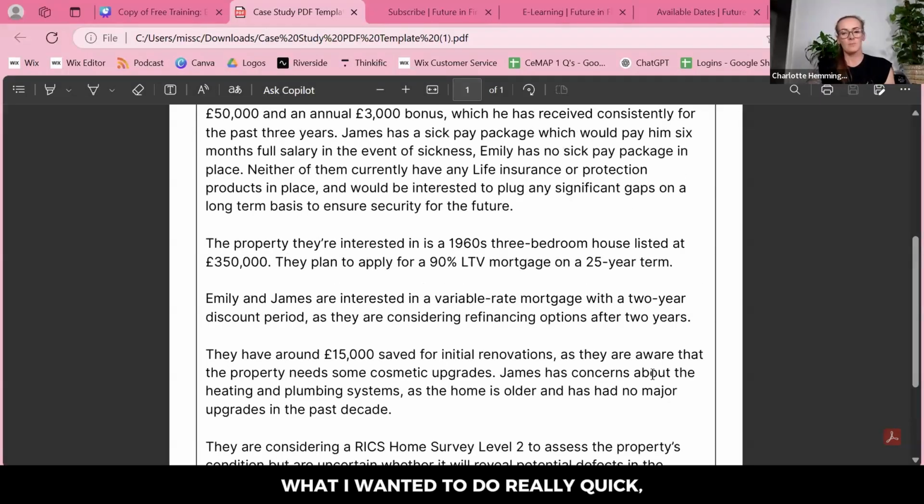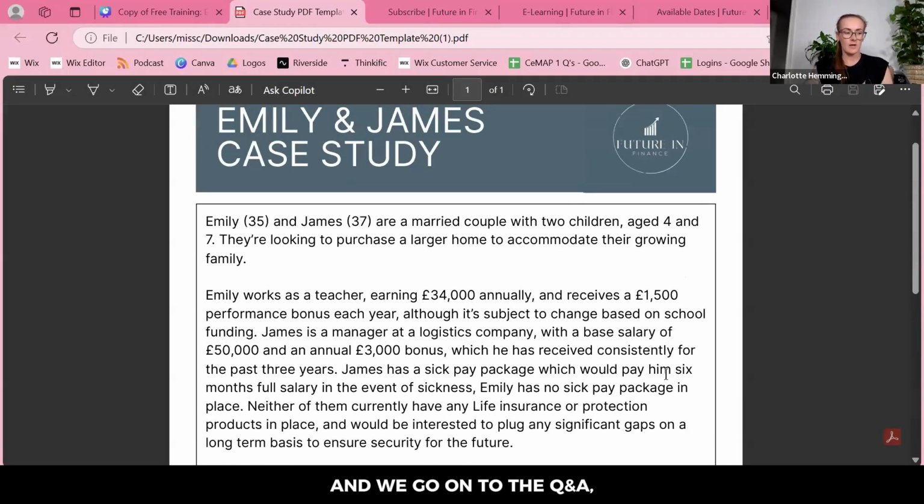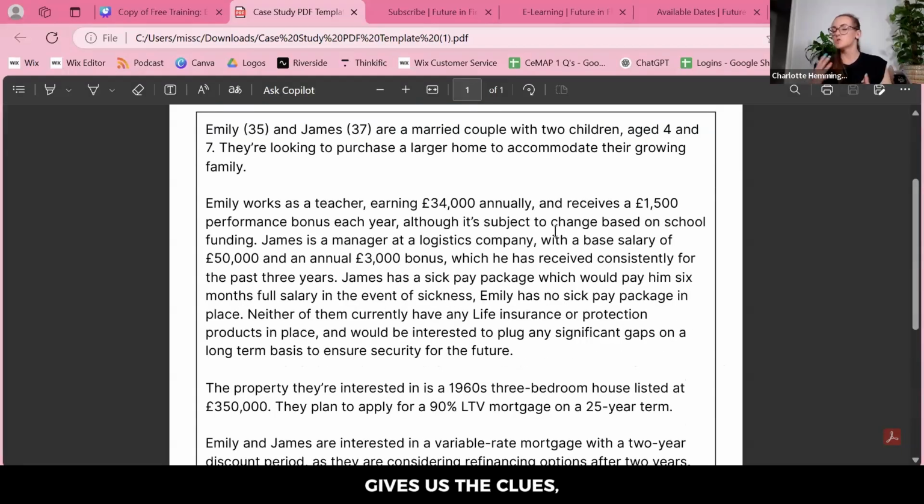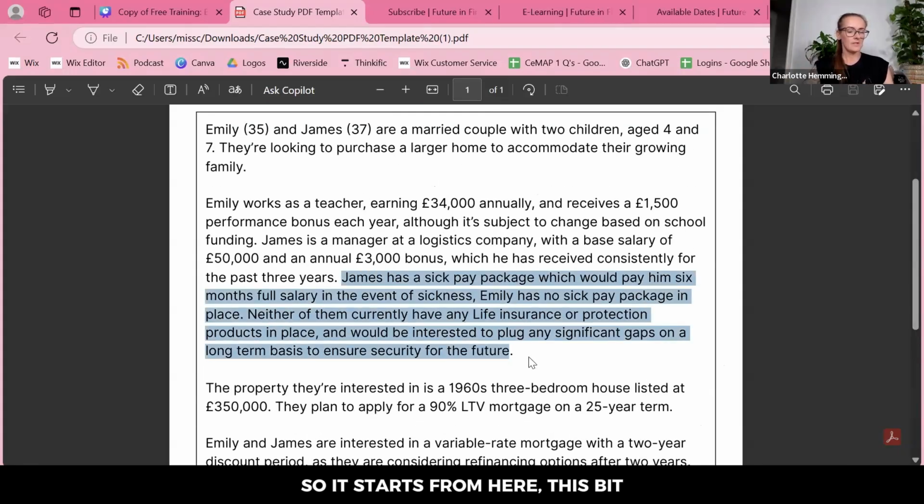What I wanted to do really quick before I box off this session and we go on to the Q&A is just to highlight which bit of this case study gives us the clues if we were to get any life insurance or financial protection questions. This is a really good exercise to do. So it starts from here, this bit.